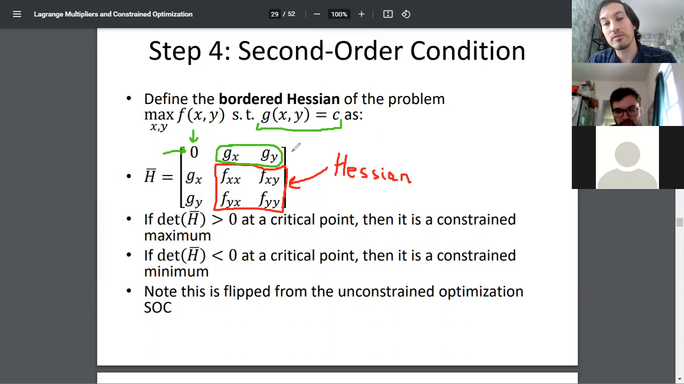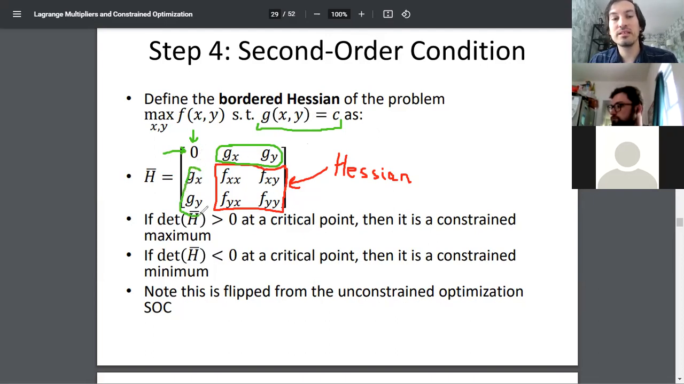If for some reason there were 3, it would be like gx, gy, gz. But then the Hessian would grow too. It would be fxx, fxy, fxz. So there's always the same number of partial derivatives of g as there are in this first row of the Hessian, so that this will always fit. And that's what you do for the first row.